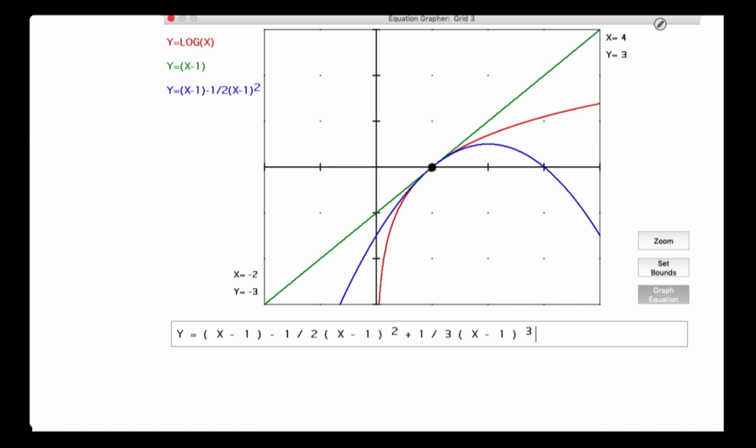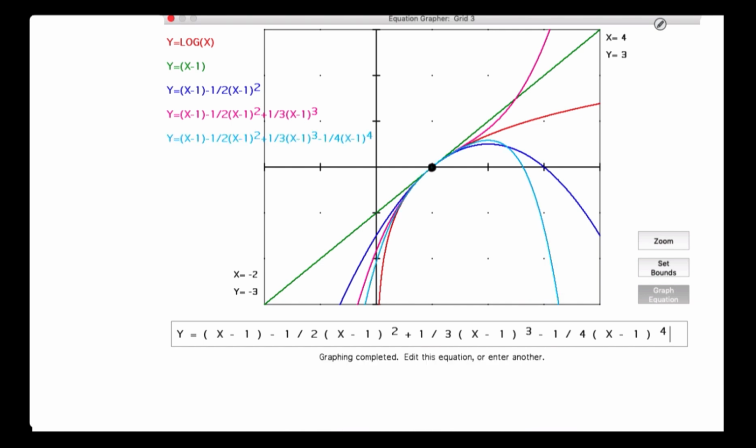And the moral of the story, hopefully you've caught on to this by now, is the more terms that you add, the higher the degree, the more and more the graphs are going to look like the red graph of natural log, the way they should. There's third degree. Here comes fourth degree. This will be the last one I have room for. And you can see that's pretty decent. Let me erase some of the other ones.